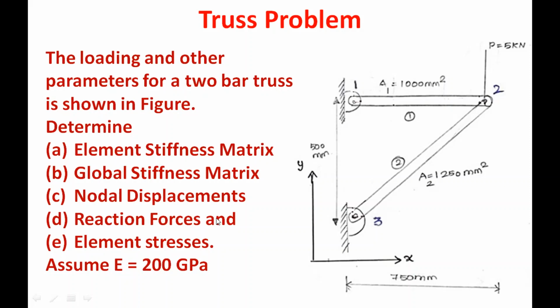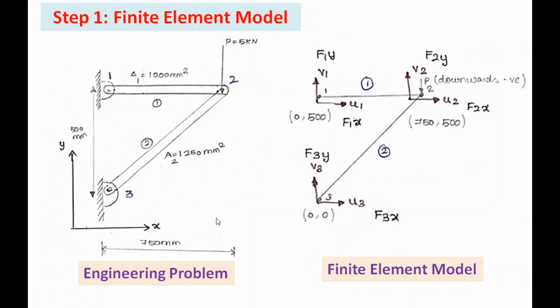Now let us see how to solve this problem. First step, we have to make a finite element model for the given truss. It is a 2-bar truss, so we are going to make a 2-element model. Here this is the given engineering problem and this is our finite element model. We are using the same numbering given in the problem. This is node numbers 1 and 2 for element 1 and node numbers 2 and 3 for element 2.